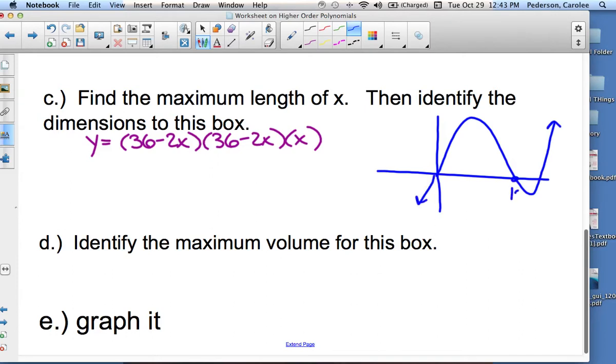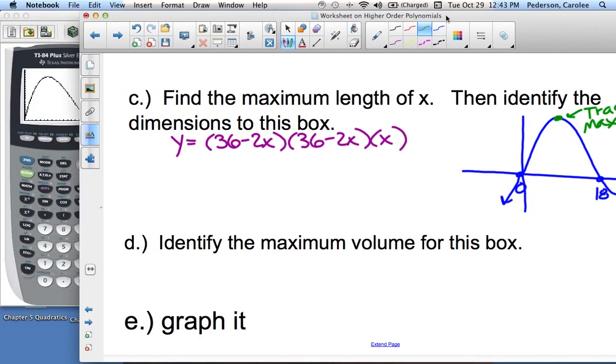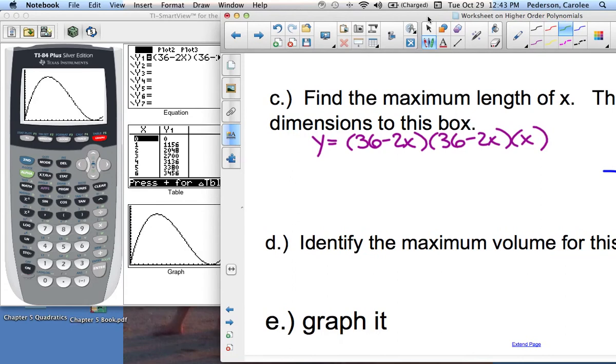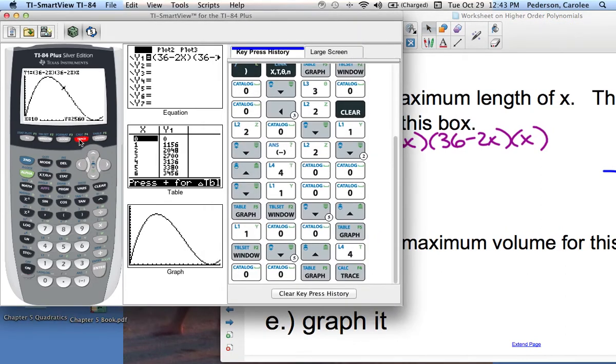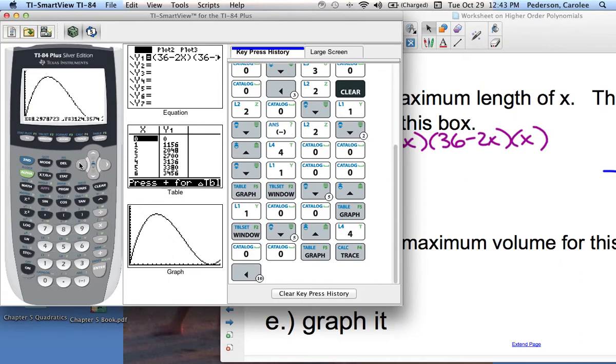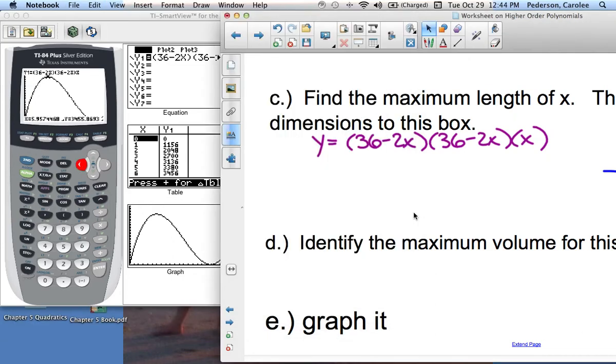Remember, this was 18, x-intercept, x-intercept. What we want to do is trace with the graphing calculator to find this maximum point. I'll teach you how to do that with the graphing calculator. You push trace, and you can scroll with your cursor. It looks like it's about 6. That's that highest point on the graph.